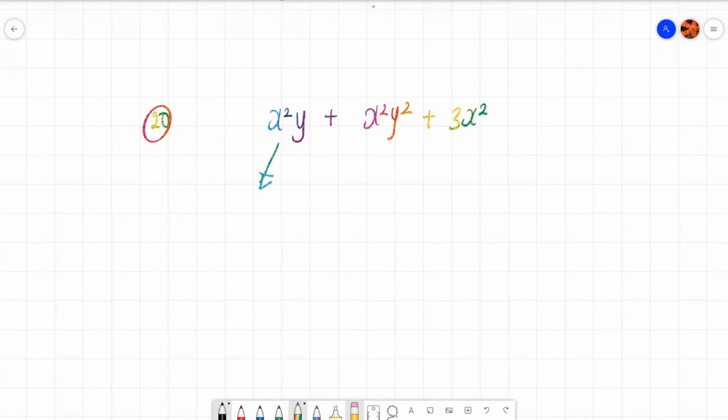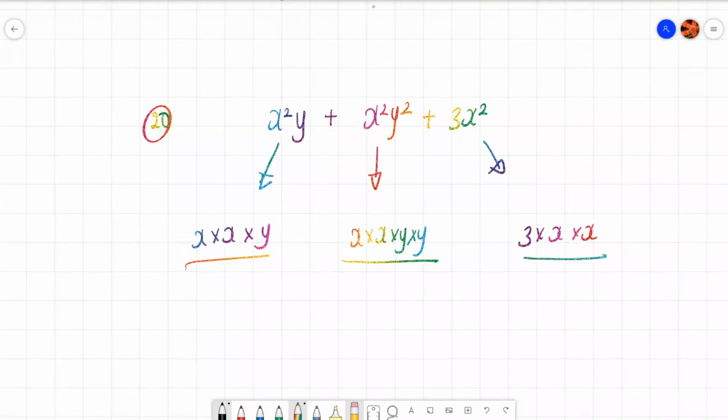This here is actually x times x times y, isn't it? Yeah, because x squared is x times x. This here is x times x times y times y, because x squared is x times x and y squared is y times y. And this here is 3 times x times x. And can you see that all of these are different? You can't add them together. Therefore, this question would stay as it is because there are no like terms here to collect.